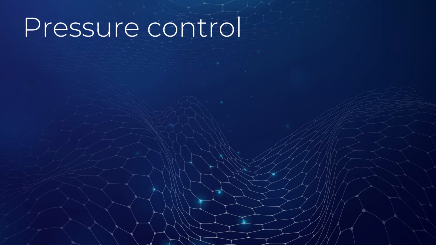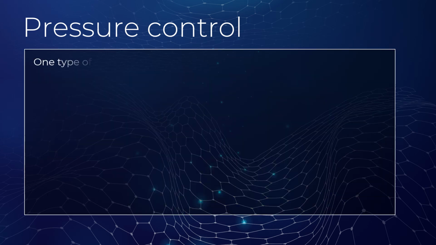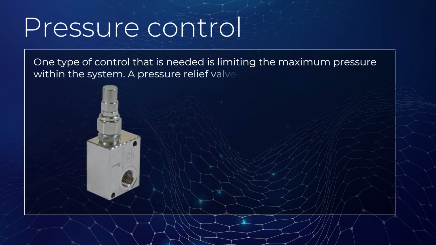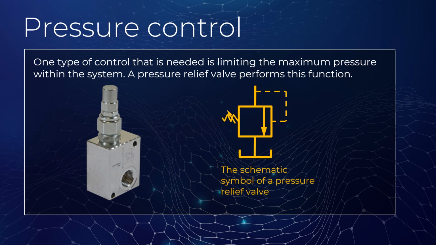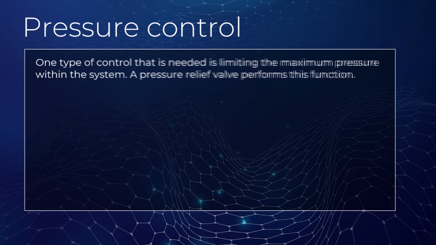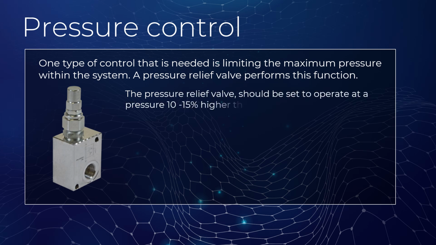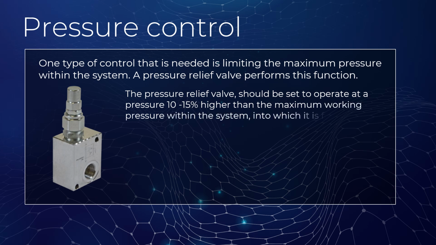Pressure control. One type of control that is needed is limiting the maximum pressure within the system. A pressure relief valve performs this function. This is the schematic symbol of a pressure relief valve. The pressure relief valve should be set to operate at a pressure 10 to 15% higher than the maximum working pressure within the system, into which it is fitted.